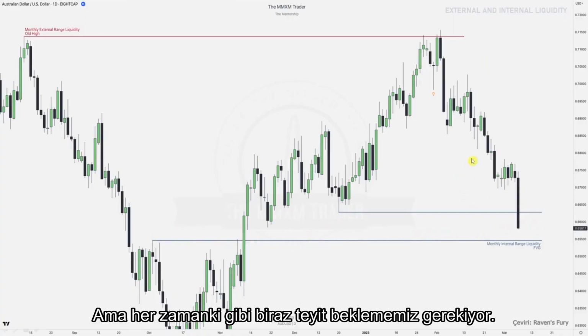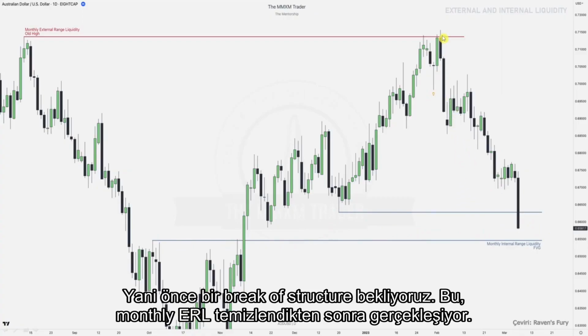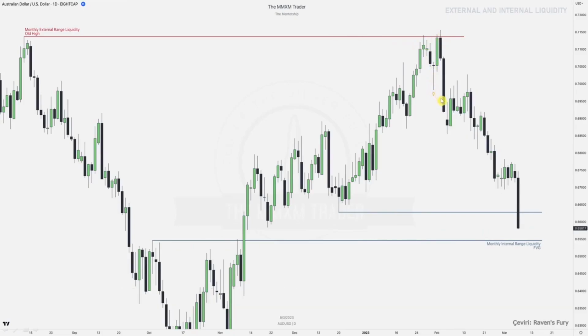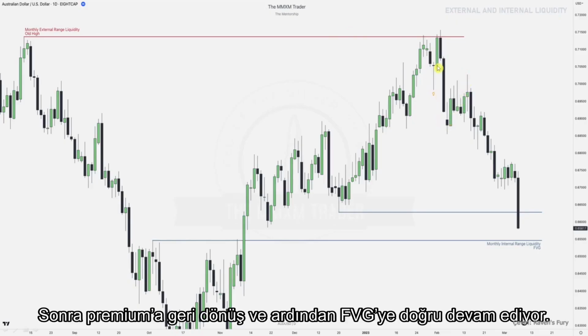Now we need to wait for a little bit of confirmation, as always, right? So we wait for a break of structure. That happens after we raid the monthly external. Break of structure down here. Return back into premium. And it continues down into that fair value gap.